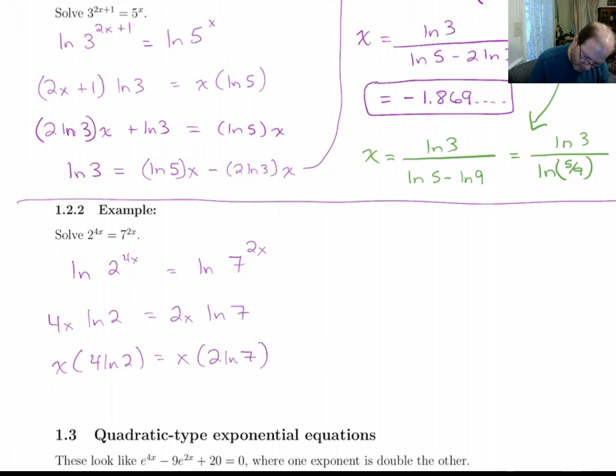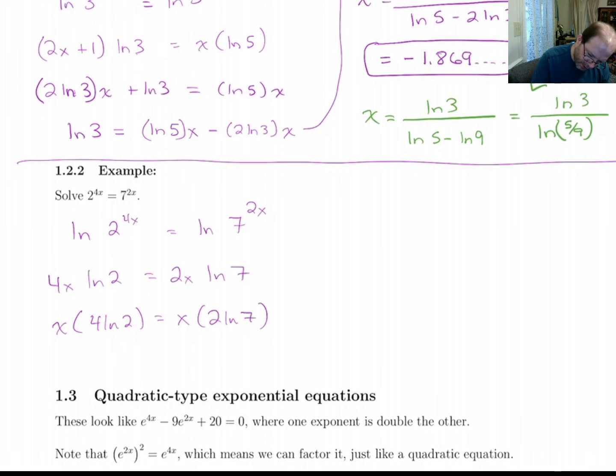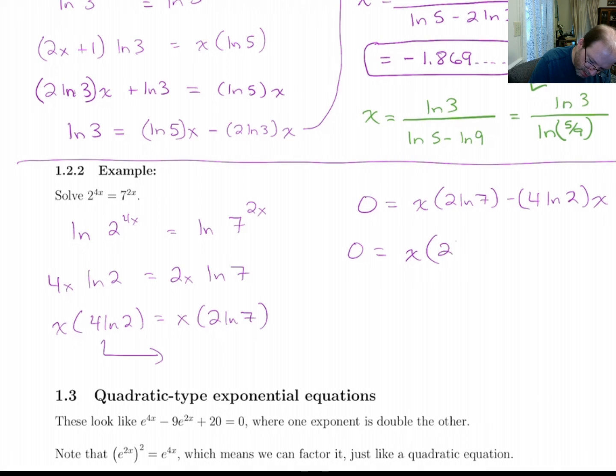What would happen? Well, you try to get all of your x terms on one side. So you would subtract one of these off. It doesn't matter which. Let's subtract this one over there. So we get 0 on this side equals x times 2 ln 7 minus 4 ln 2 times x. Then you can factor the x out. You get that. And then, of course, you've got x times some constant equals 0, so x has to be 0.